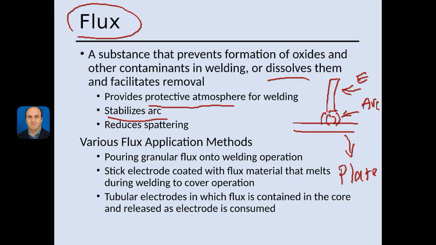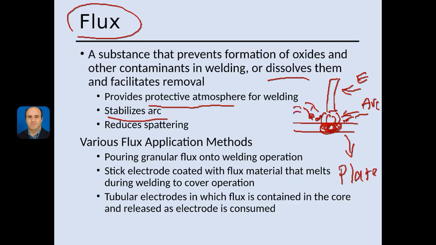If you don't have a stable arc, it will affect the weld, the shape of the weld, and other parameters in the welding process. Also, it can reduce spatter, the molten metal that flies. So if you have a flux, you can prevent that spattering, right? That's another task of the flux.